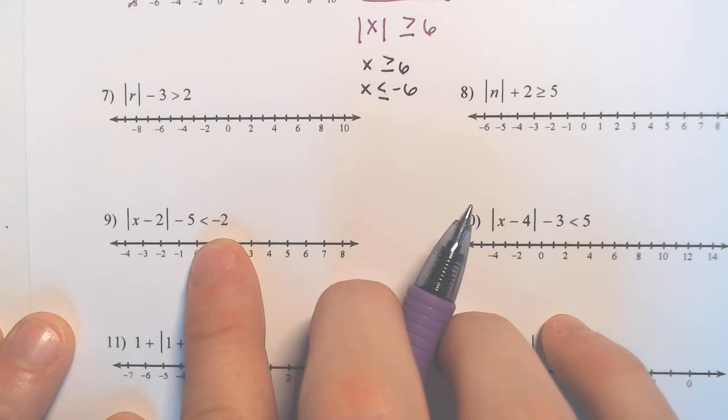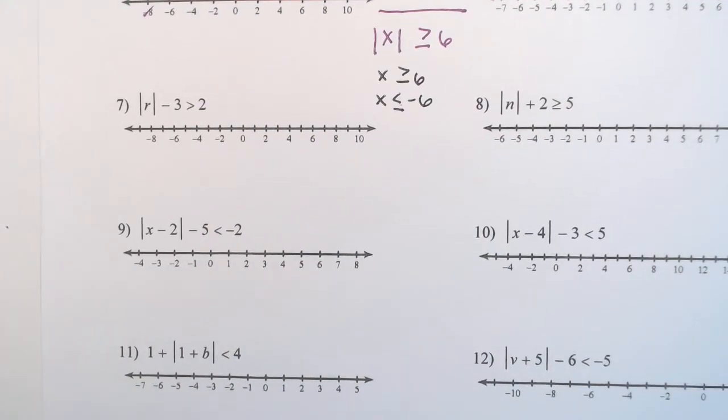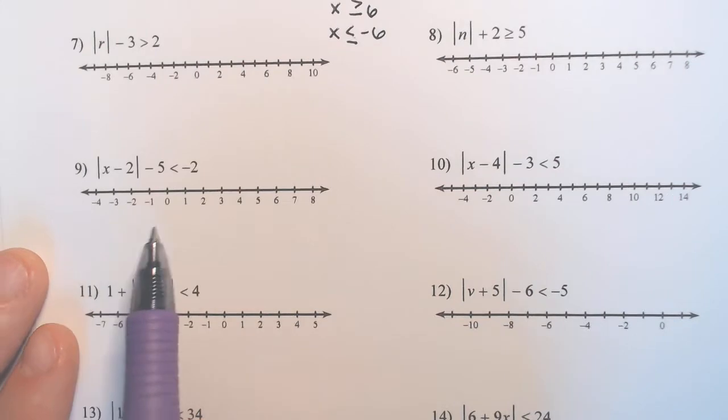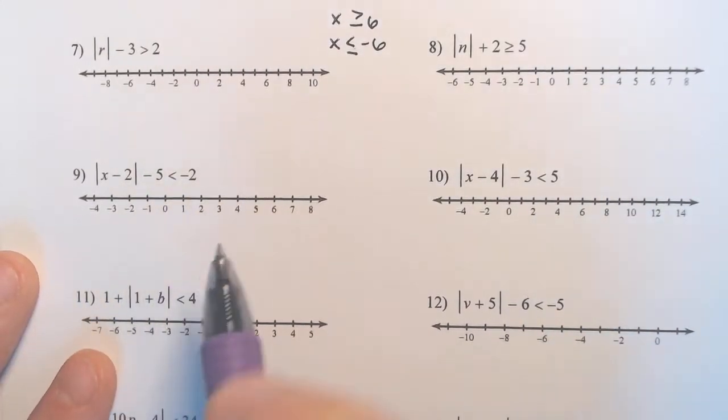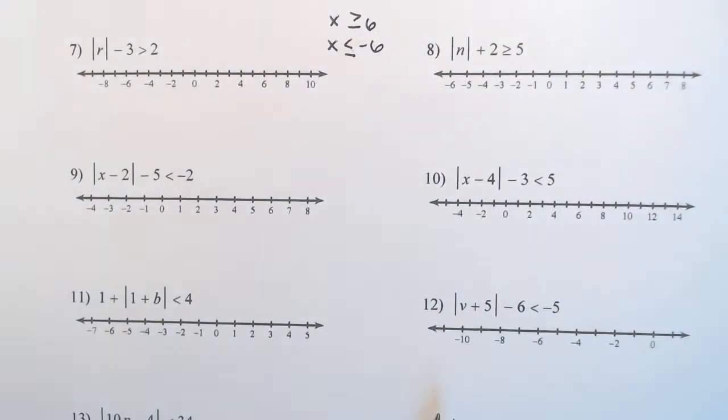It's hard to be less than a number with an absolute value, because when it's less than, sometimes you can't be less than certain things with absolute values. They always have to be positive. So let's try number 9. Let's give it a shot. We have to first add the 5. If I add 5, I am going to get something.